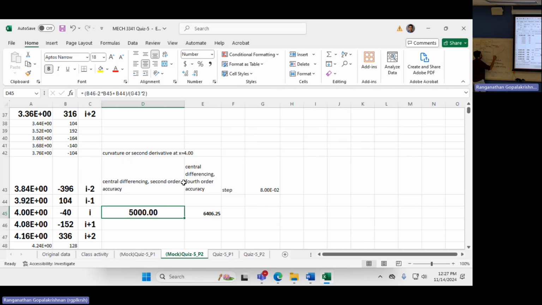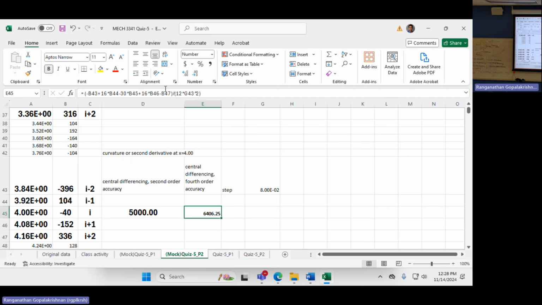So for functions that are steeply changing, rapidly changing, calculating derivatives, basically first order, second order derivatives, can be a very tricky business. You'll have to try formulas of increasing order of accuracy to see until when it actually gets you some kind of convergence.